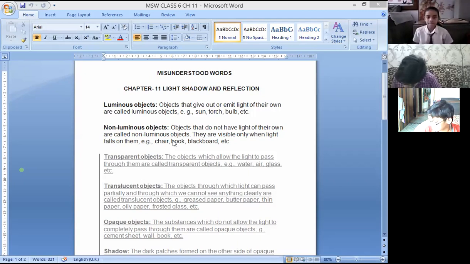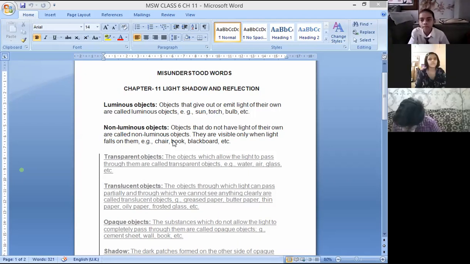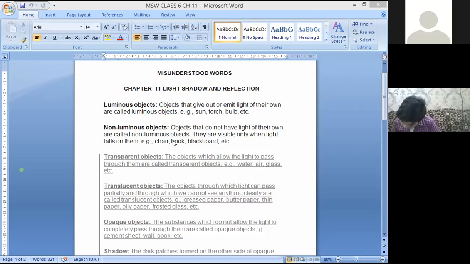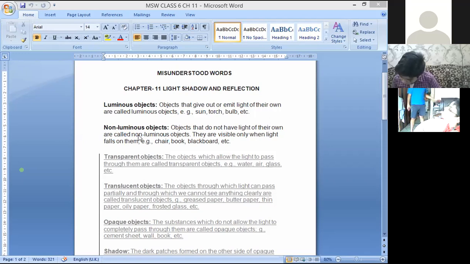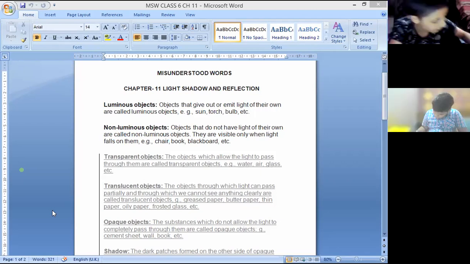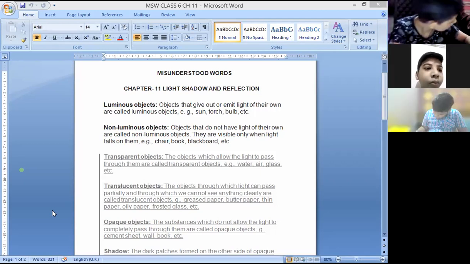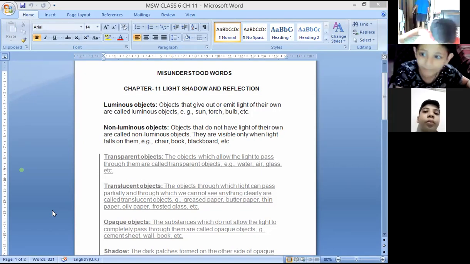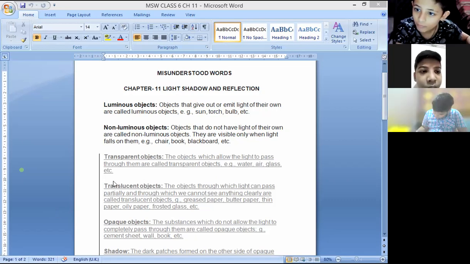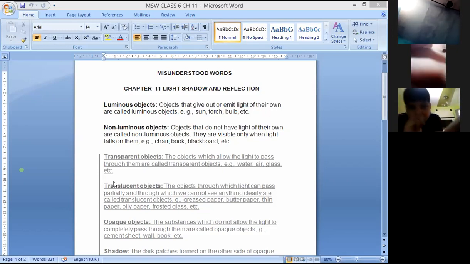Yes, what about else? Yes, Parnika. Ma'am, examples of non-luminous objects are a diary or a bed. Yes, bed, diary, notebook, pen, pencil, scissor, headphone. Yes, these all are objects which are non-luminous. Why are we saying they are non-luminous? Because they are not giving off light.